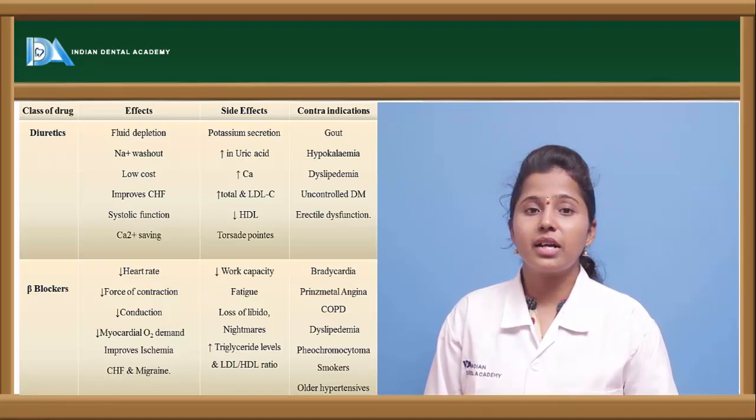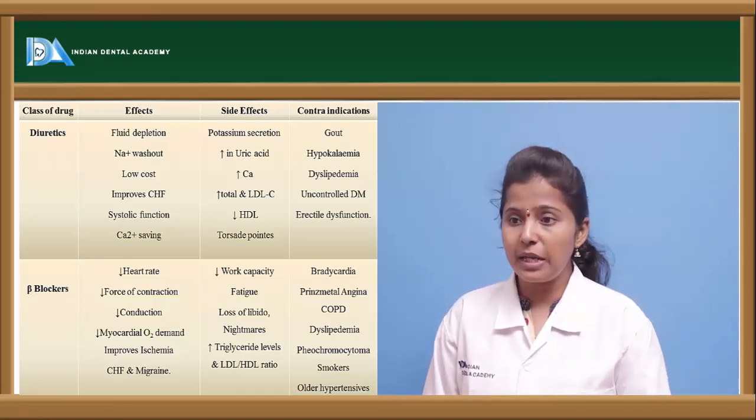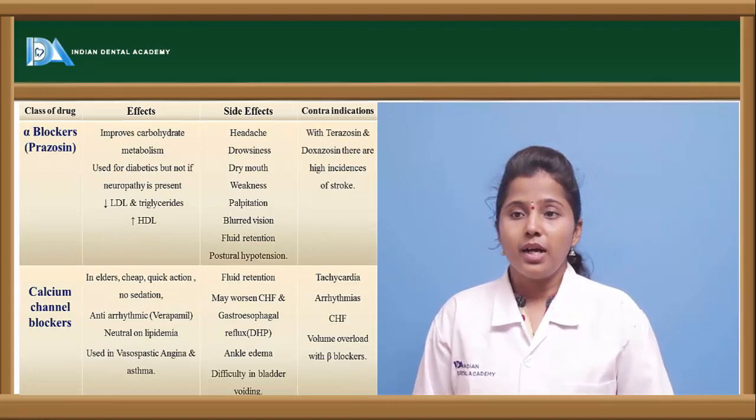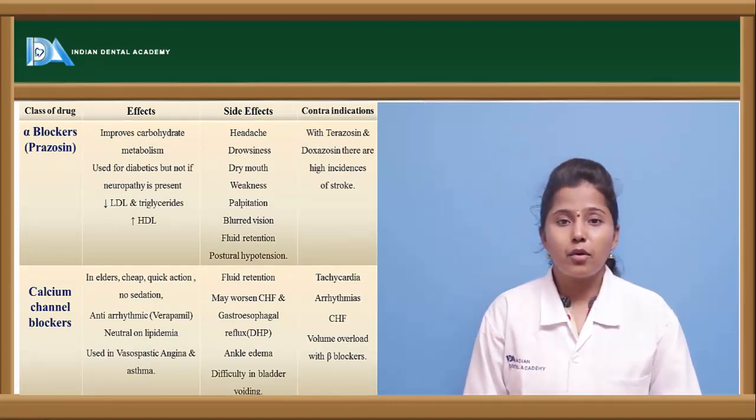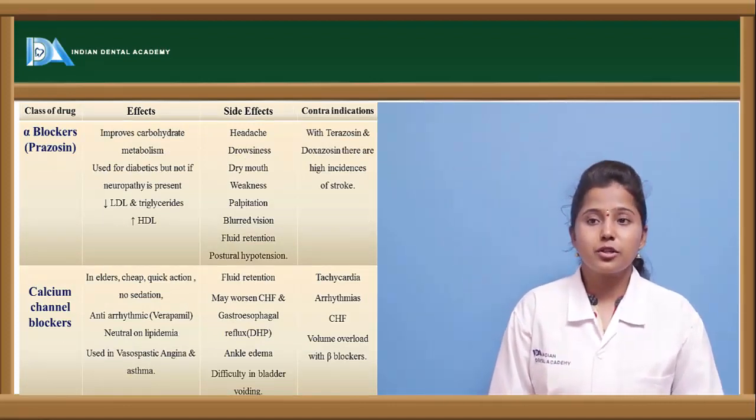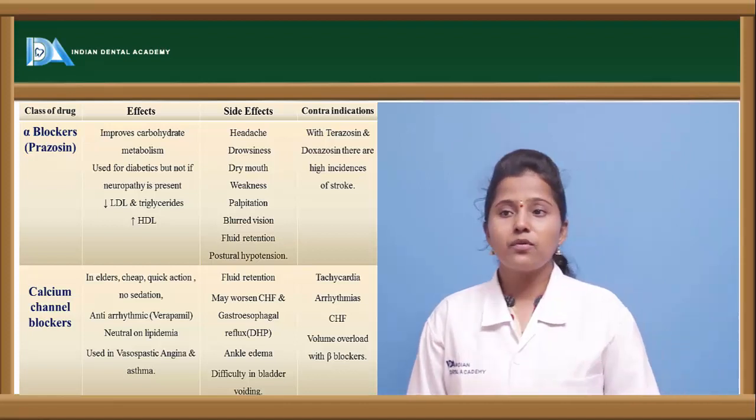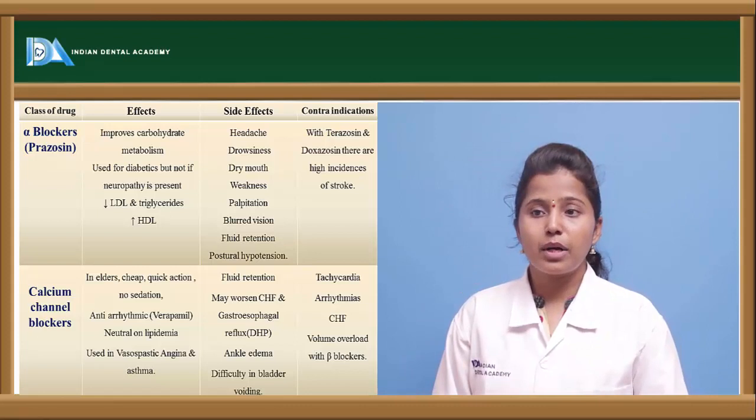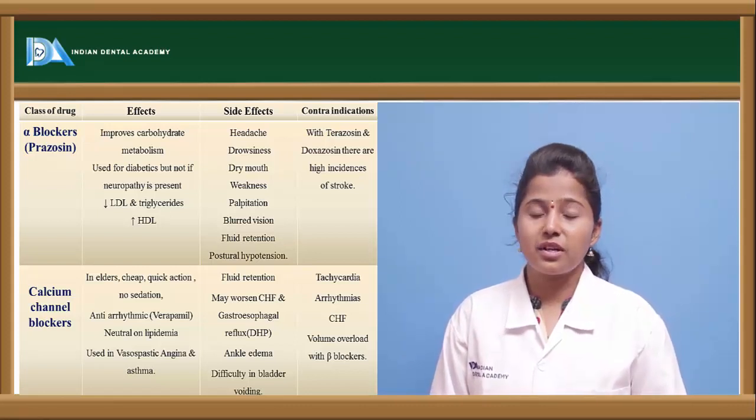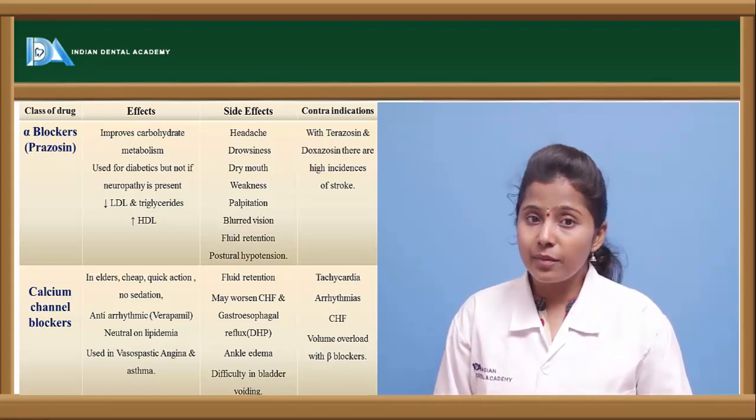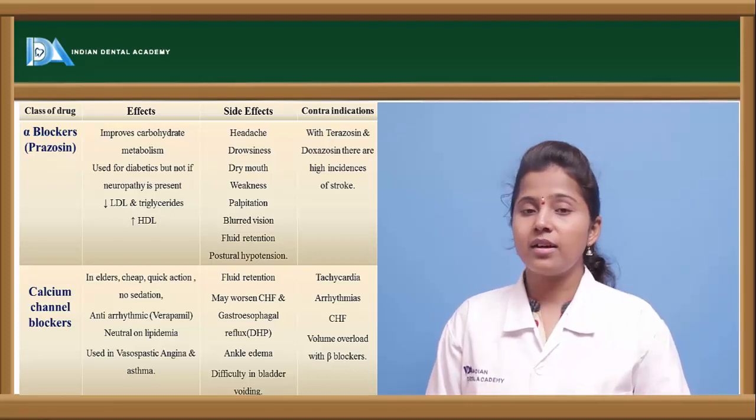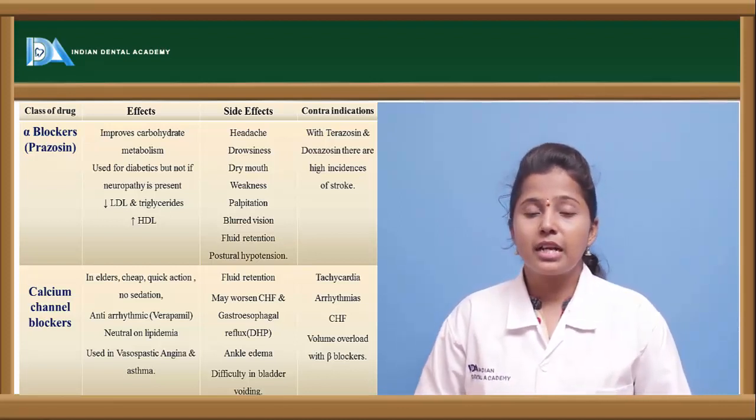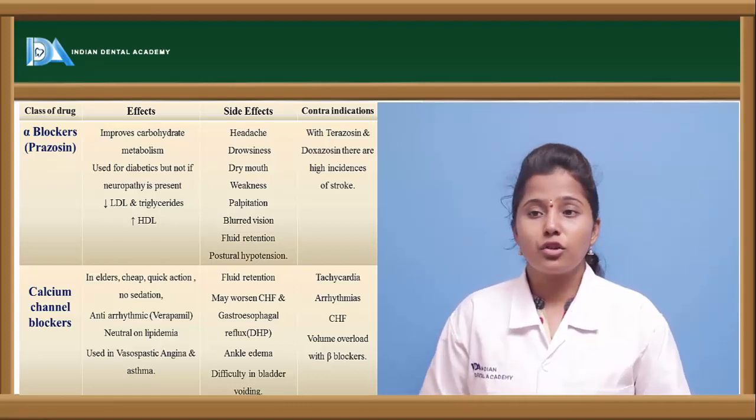Pheochromocytoma is a condition where inflammation of the adrenal gland takes place, seen in smokers and old hypertensives. The other class of drugs are alpha blocking drugs. Alpha blocking drugs improve carbohydrate metabolism and are used for diabetics, but not if neuropathy is present. If a person is suffering from diabetes and has neuropathy, then these alpha blocking agents should be strictly contraindicated or should not be used.